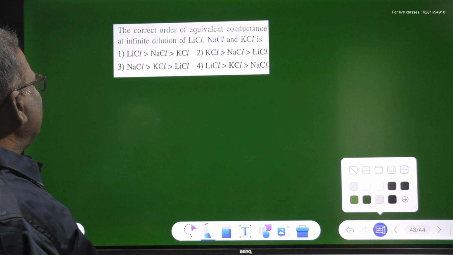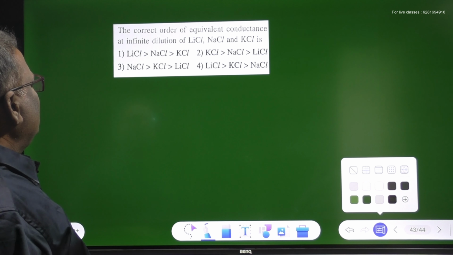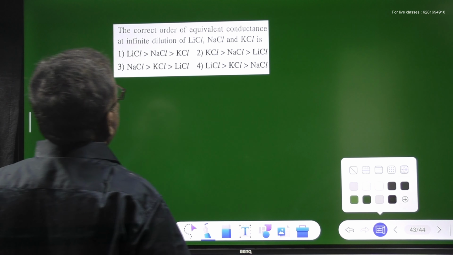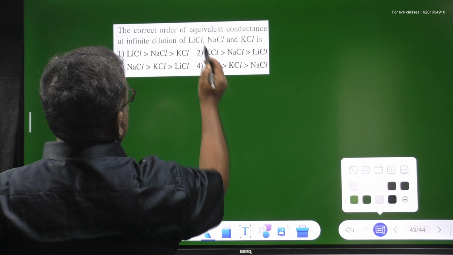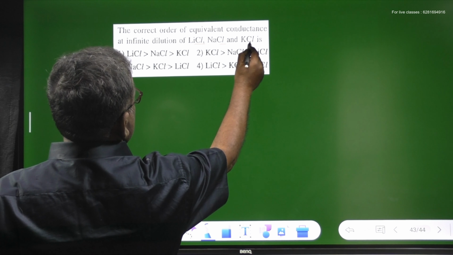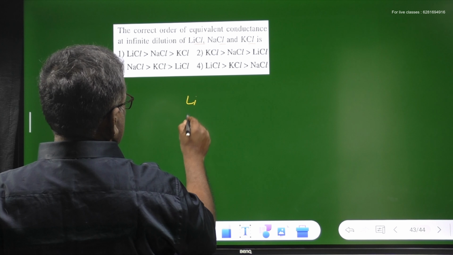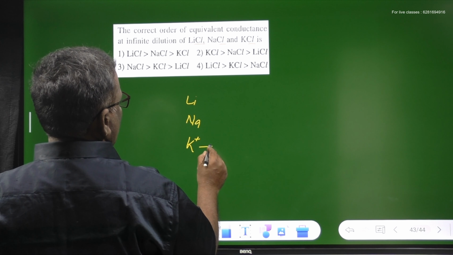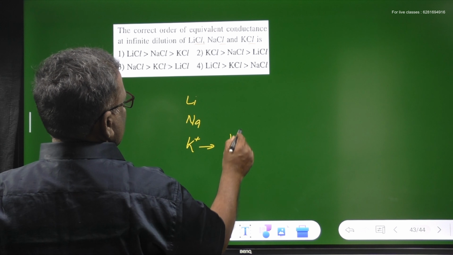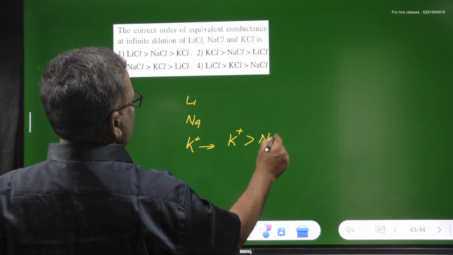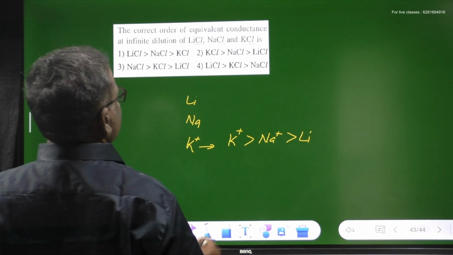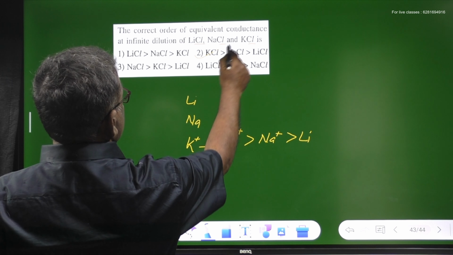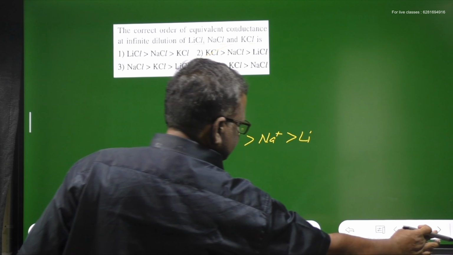The correct order of equivalent conductance at infinite dilution: KCl, NaCl, LiCl, because all are having the same anions, Cl minus ions. So lithium, sodium, potassium. K plus ion is larger in size, least solvated. So K plus ion has more conductivity than Na plus ion than Li plus ion. So KCl is greater than the others, second option is correct.